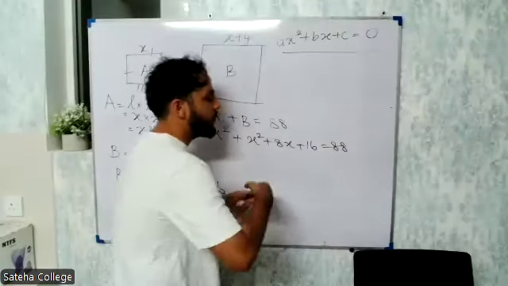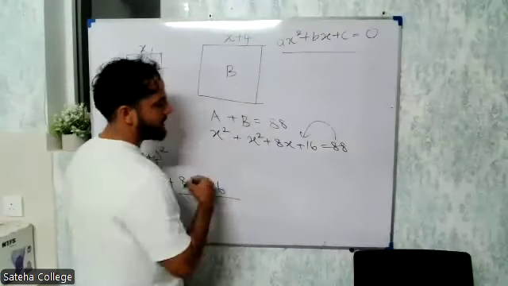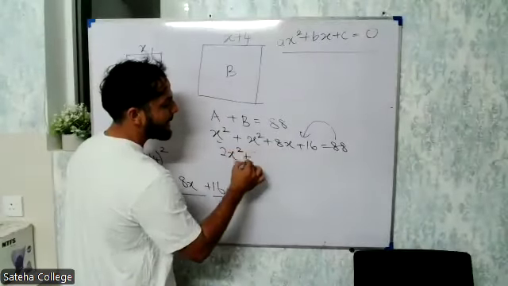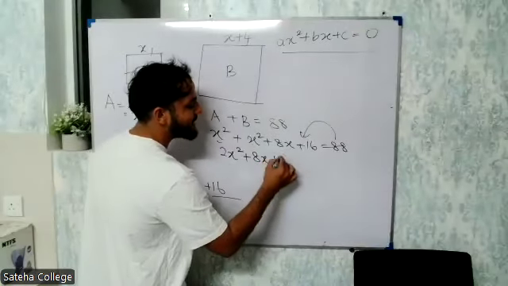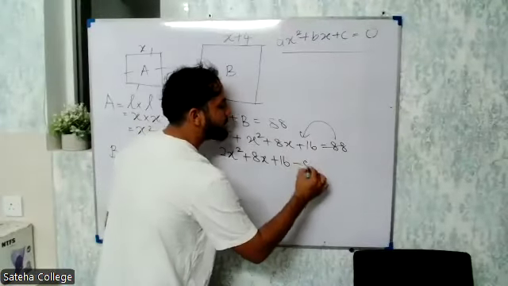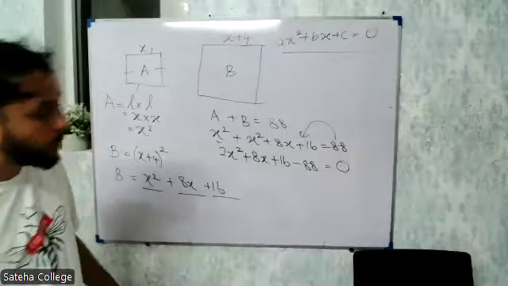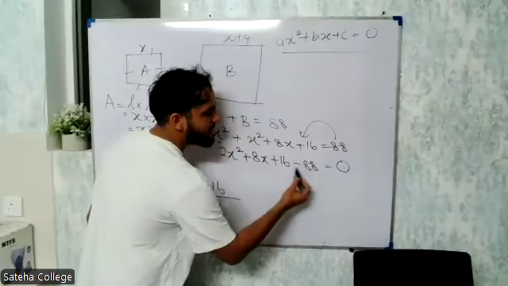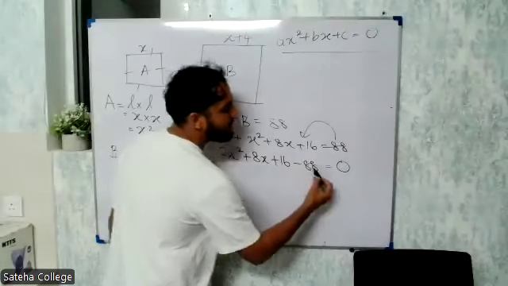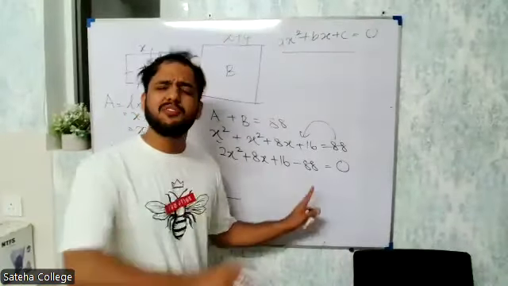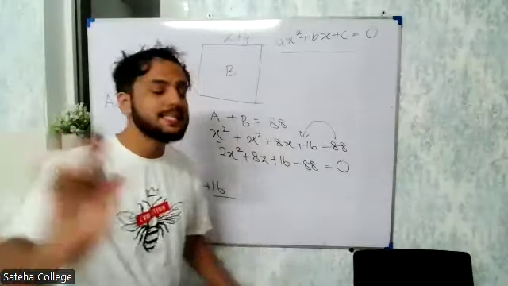Okay, so then what do you do? You take the 88 to this side. So x squared plus x squared, that is 2x squared plus 8x plus 16. Now 88 comes here, becomes minus 88, that is equal to 0. Now these numbers you can subtract here: 16 minus 88. Whenever you have a positive and a negative, always subtract. We'll look at the sign later.